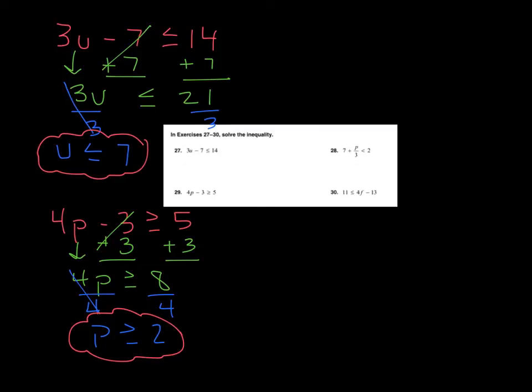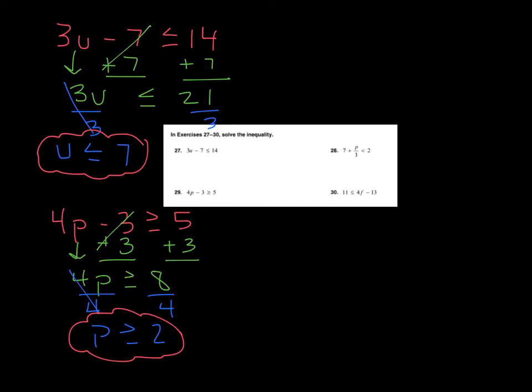Okay, so in this problem, the first thing that I did, just like in the last one, is I moved my constant to the other side by adding 3. That's the opposite of subtracting. 5 plus 3 is 8, and I brought down my 4p. Then the opposite of multiplying by 4 was to divide by 4. Those cancel, and 8 divided by 4 is 2. Therefore, p would be greater than or equal to 2 in this case.